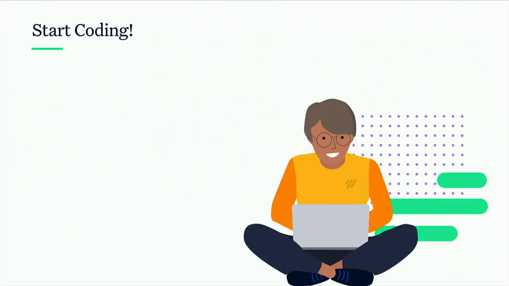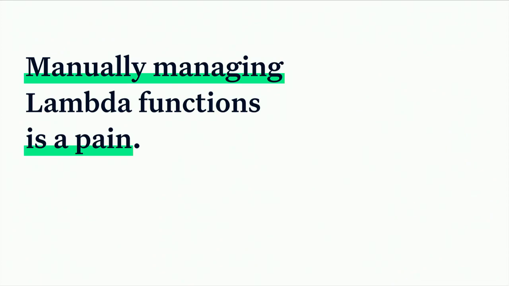Okay, so now that you know this, you can actually start coding, right? Well, if you now do this and create hundreds of functions, you might run into a small problem. Because manually managing functions is quite a pain if you have 10, 20, 50, or 100 functions. This can create a lot of overhead. You don't know which code you have deployed where, and you probably lose the overview.